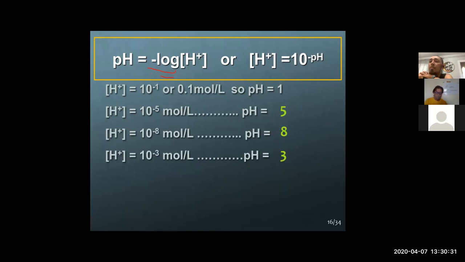Now, if you don't have the 10 to the negative, you may be given 0.001. Remember scientific notation: convert that to scientific notation. That would be 10 to the negative 3 as well.